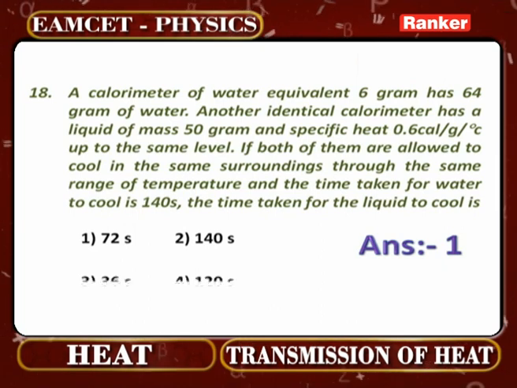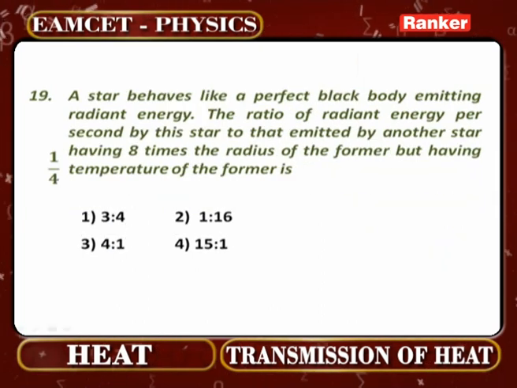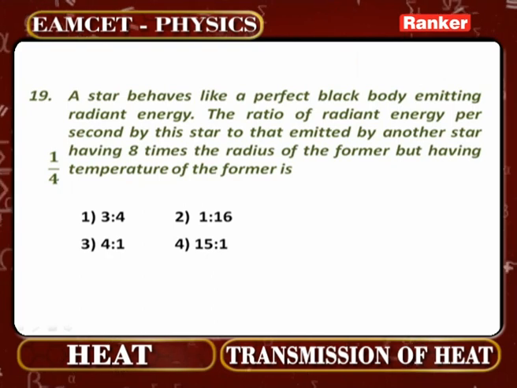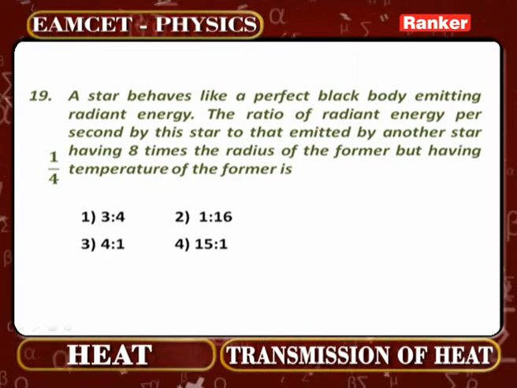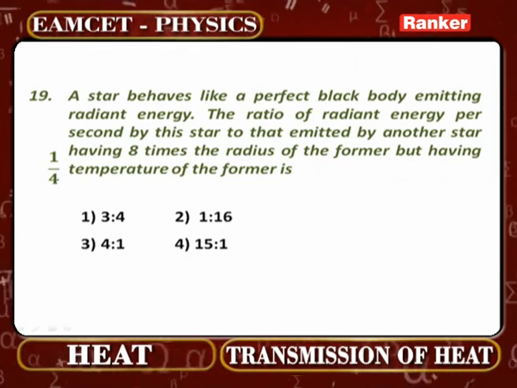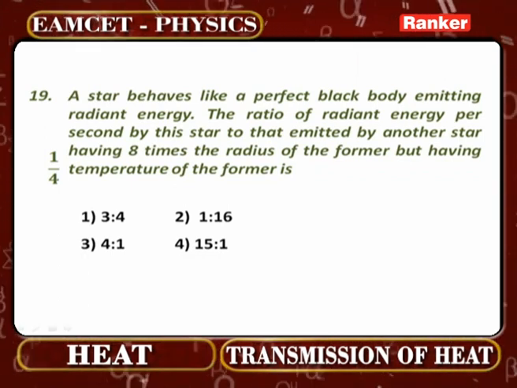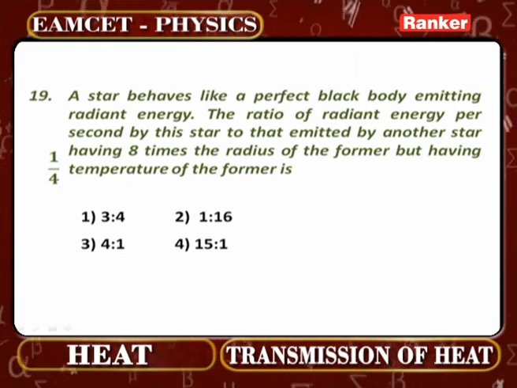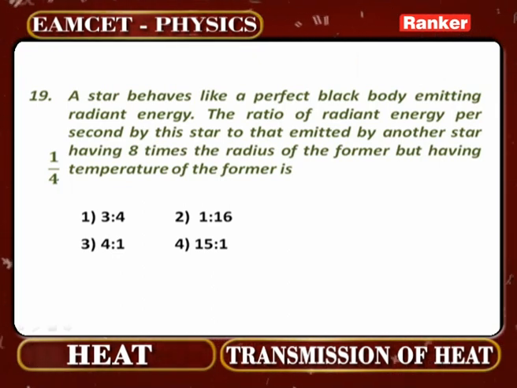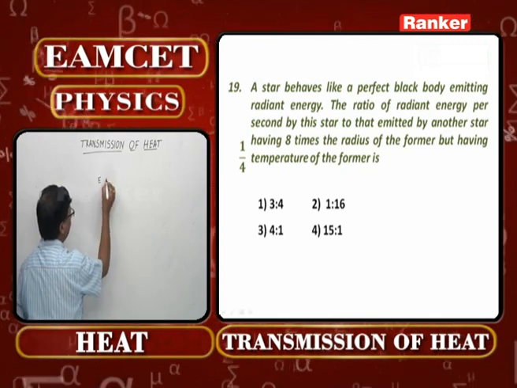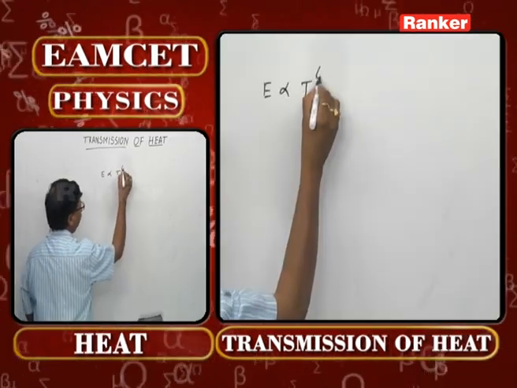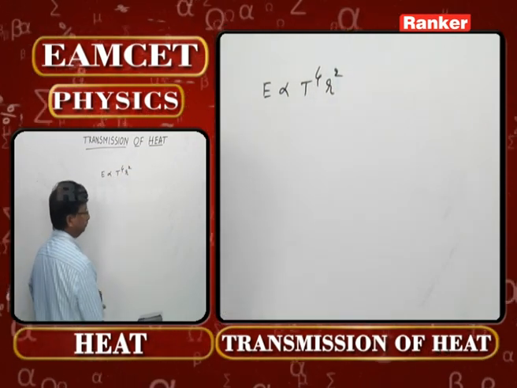Look at the next number, that is question number 19. A star behaves like a perfect black body emitting radiant energy. The ratio of radiant energy per second by this star to that emitted by another star having 8 times the radius of the former but having 1/4 the temperature of the former will be how much? That is the concept. Once again, emitted energy we just want E is proportional to T power 4 into R square. That is the point.